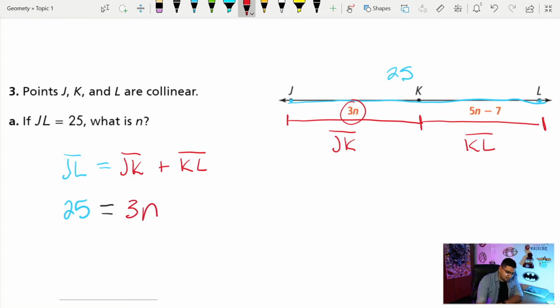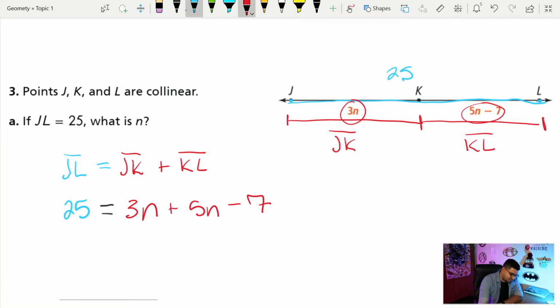And then KL, similarly, is 5n minus 7. So this is going to be plus 5n minus 7. Now I need to use some algebra skills to go ahead and solve what n equals. The first thing I'm going to do is combine like terms.